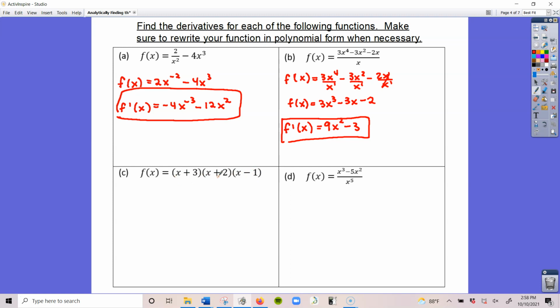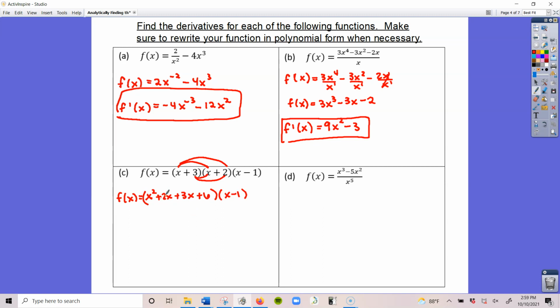For the next one, this is also not written in polynomial type form because we have these factors multiplied together. So we're going to have to multiply everything out before I can take its derivative. So let's FOIL the first two terms. We will get f of x is equal to x times x, so x squared. x times 2 is 2x, plus 3x, plus 6. And this is going to get multiplied with x minus 1.